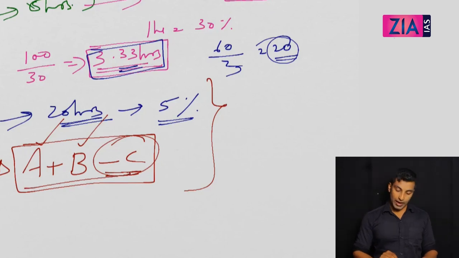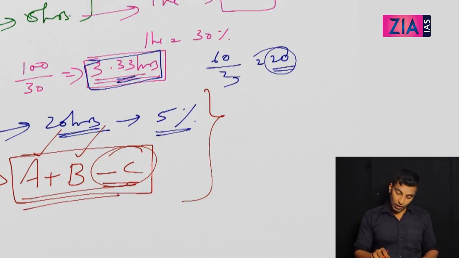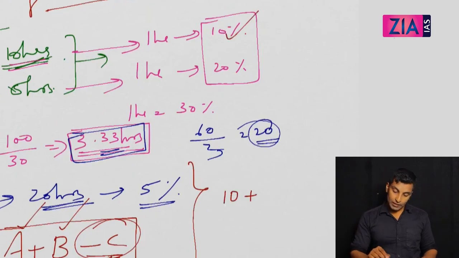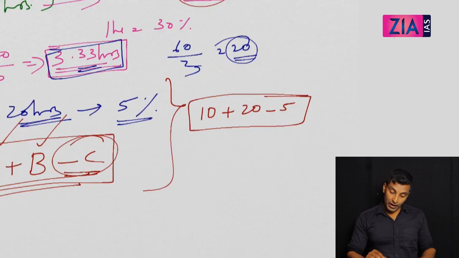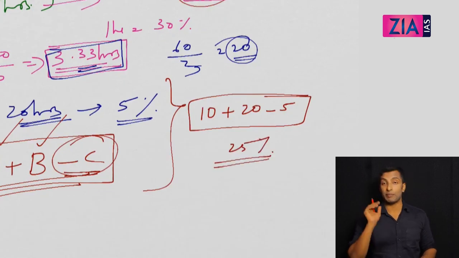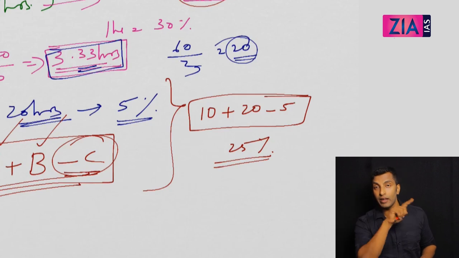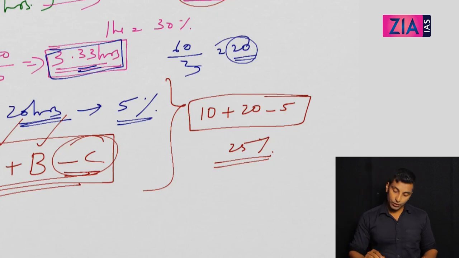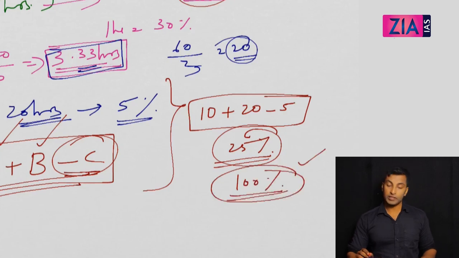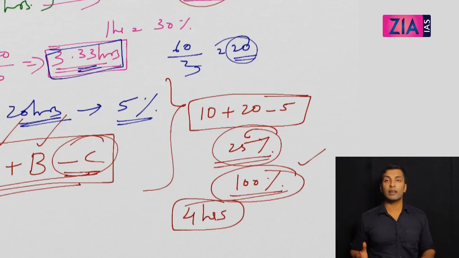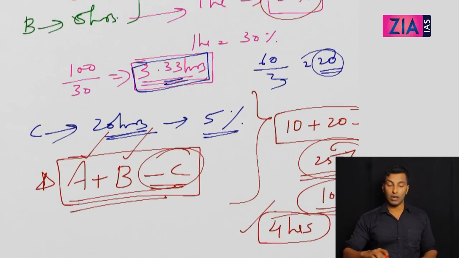Here, if all three pipes work together, in how many hours will the tank be filled? A plus B minus C. A in 1 hour is 10%. Plus B in 1 hour, 20% will be filled, but C will empty 5. So in 1 hour the net effect is 25%. That means 25% of the tank is filled in 1 hour if all three open together. 30 is filled, but 5 is emptied by the leak. So 25% in 1 hour means in 2 hours 50%, in 4 hours 100%. So how many hours will it take to fill the tank? 4 hours. I hope this is clear for all of you. So it will take 4 hours, and this is the concept of negative work.